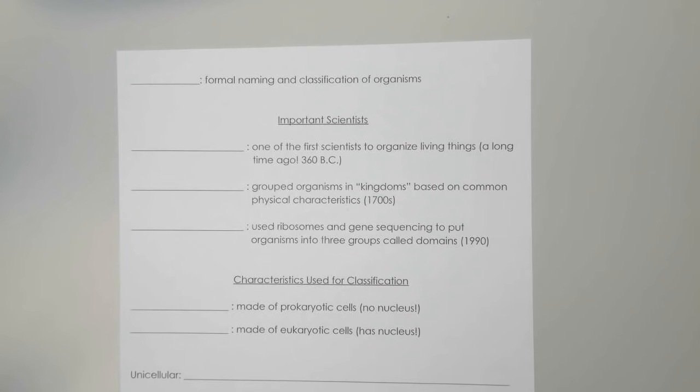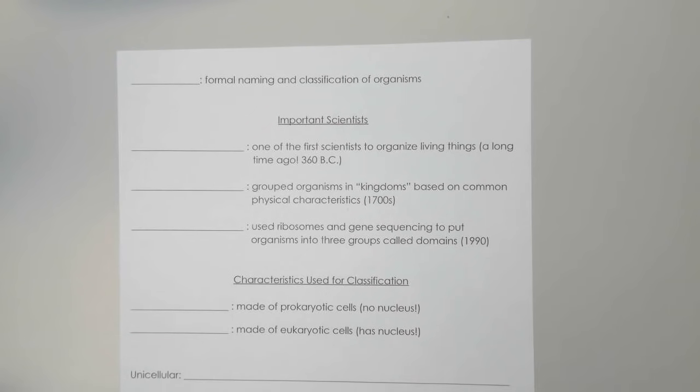They estimate that there could be anywhere from 5 million to 100 million different species. There's a lot of diversity, meaning there's a lot of differences. We have a lot of different species. We're talking about all living things from teeny tiny little bacteria all the way to plants and animals and humans and things like that.